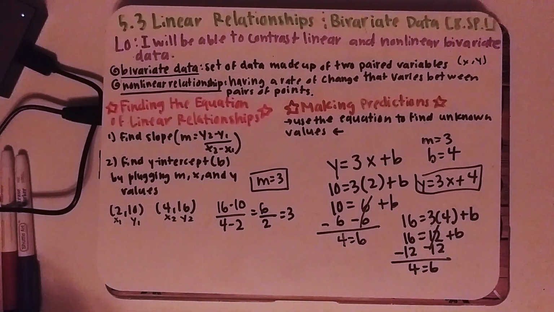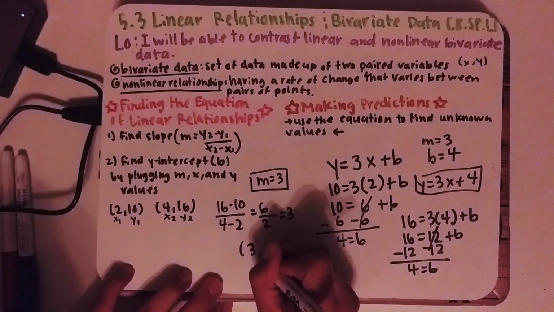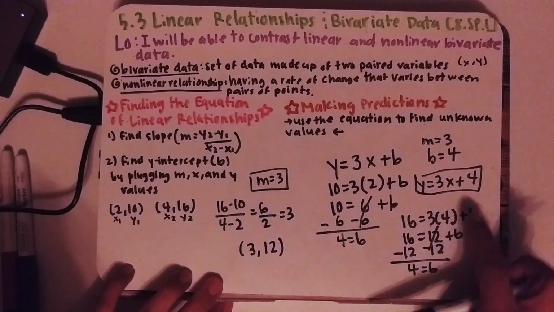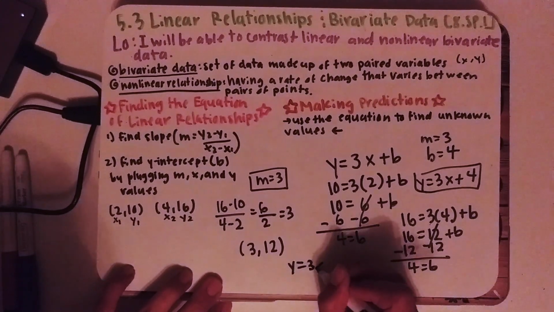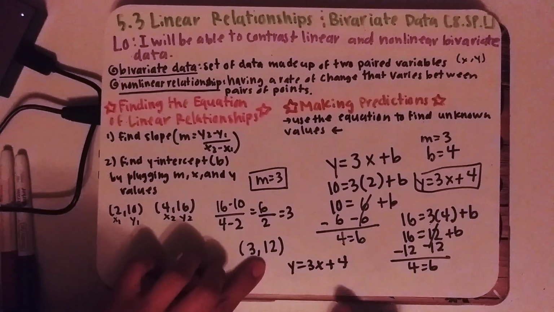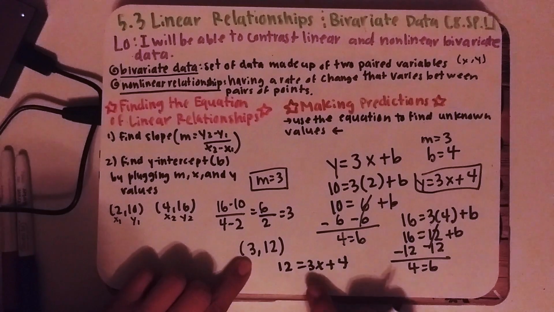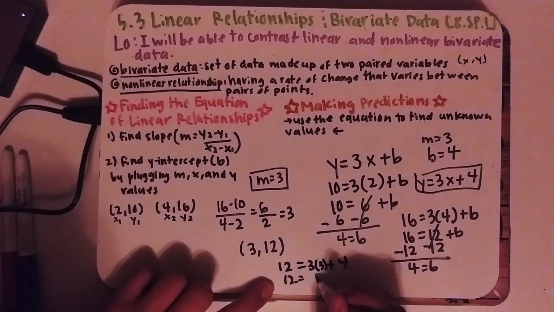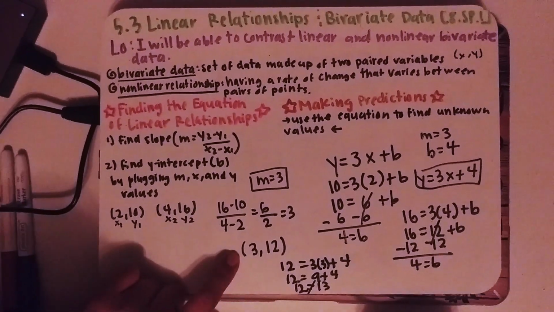Now, making predictions. For instance, they might say, is point 3, 12 part of this graph? What you do is you already have your equation, y equals 3x plus 4, and you plug in your y and your x value and see if both sides are equal. In this case, my y is 12, so I put the 12 there, and the x is 3, right here. So I solve: 3 times 3 is 9 plus 4. That's 13. Is 13 the same as 12? No, this is not a point on the line.